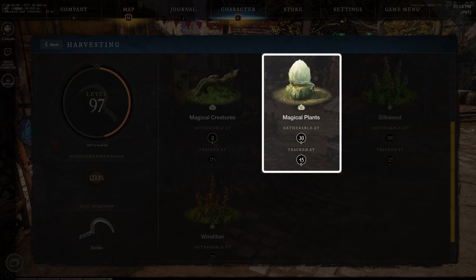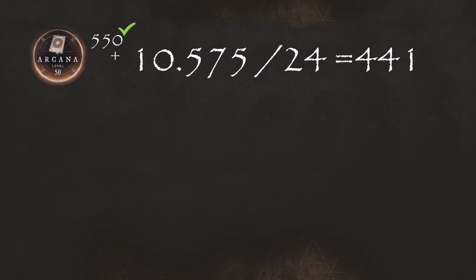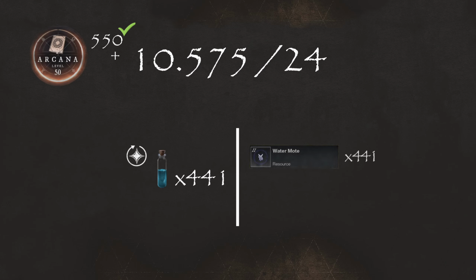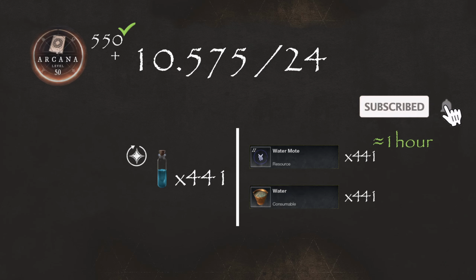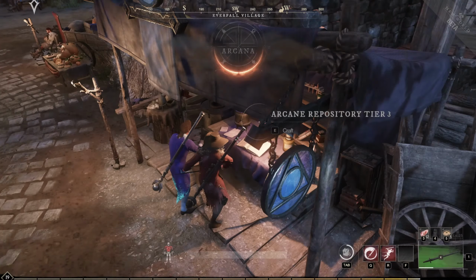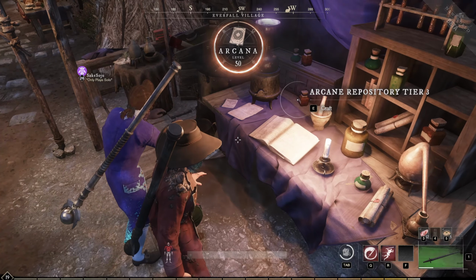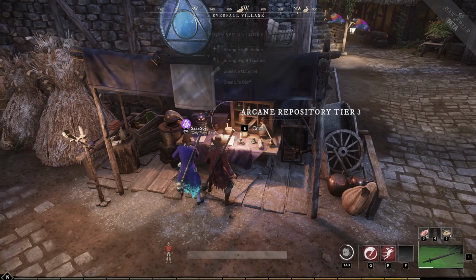So, to reach level 50 Arcana, you will need to accumulate another 10,575 experience. Since every focus potion gives you 24 experience, you will need to craft 441 potions. And for that, you will need 441 water motes and 441 water. It should take you around 1 hour to harvest all those water motes, and the water you should already have. So now it's just a matter of going to the Arcane Station and crafting all the 441 focus potions. And there you go, you are level 50 Arcana.